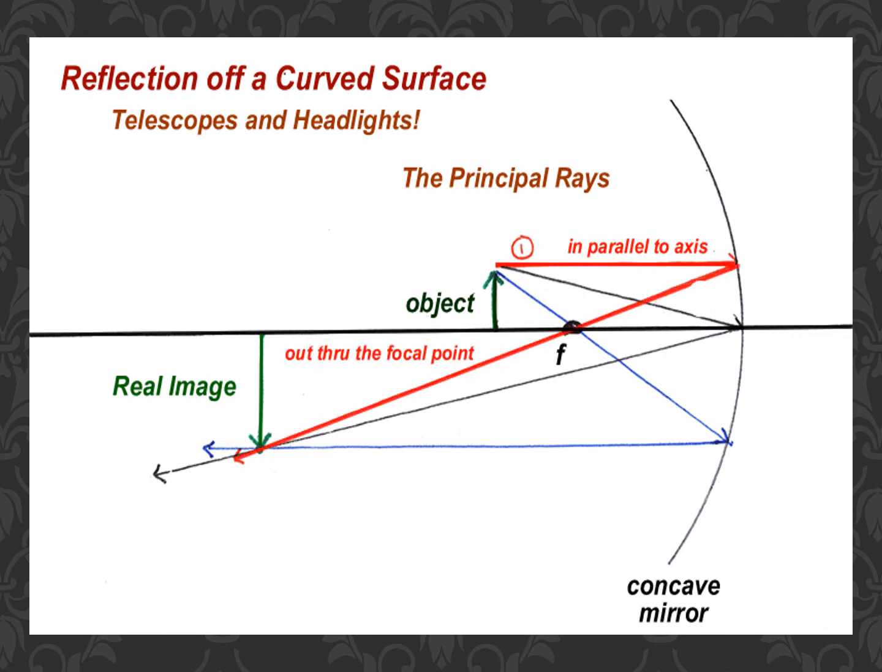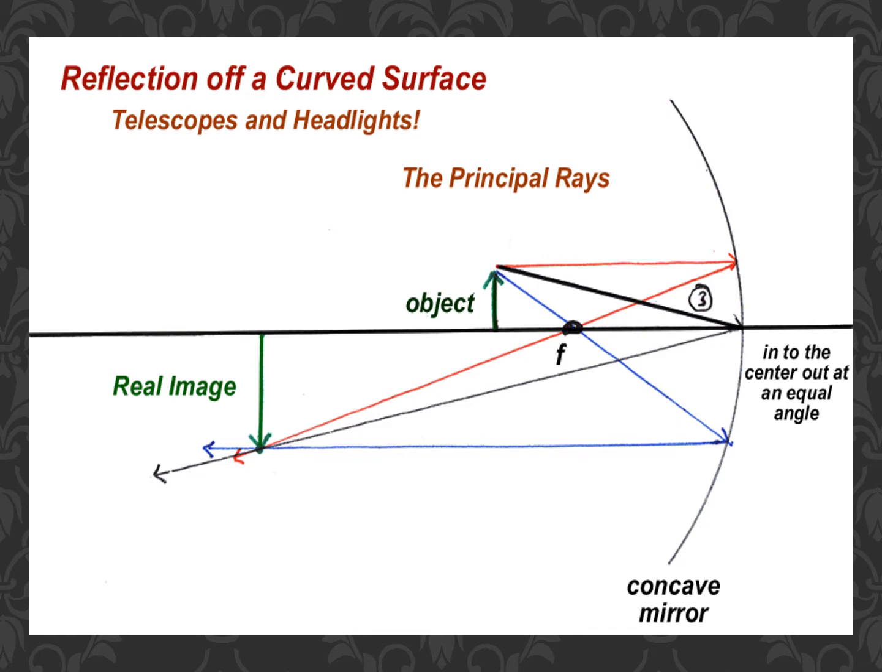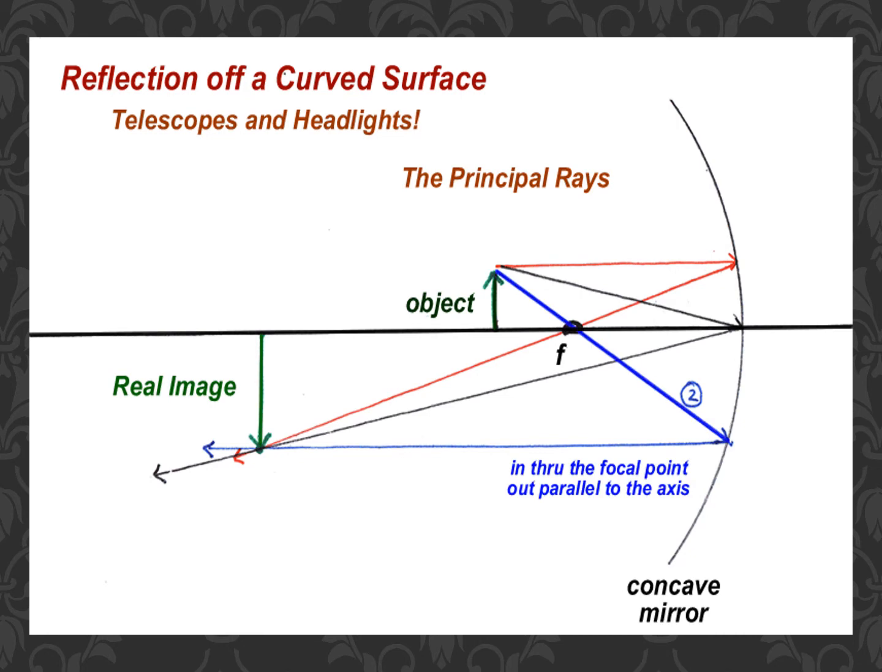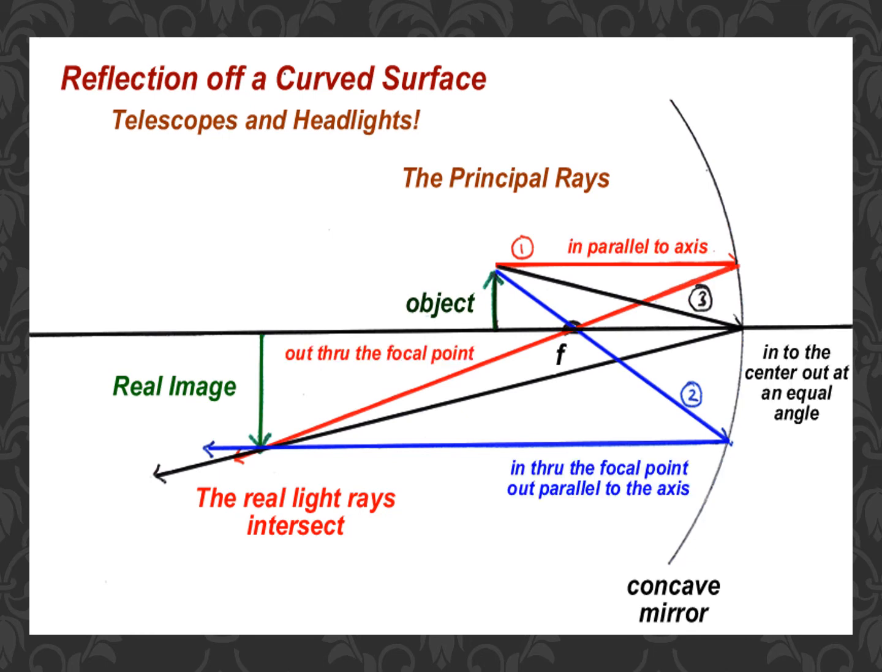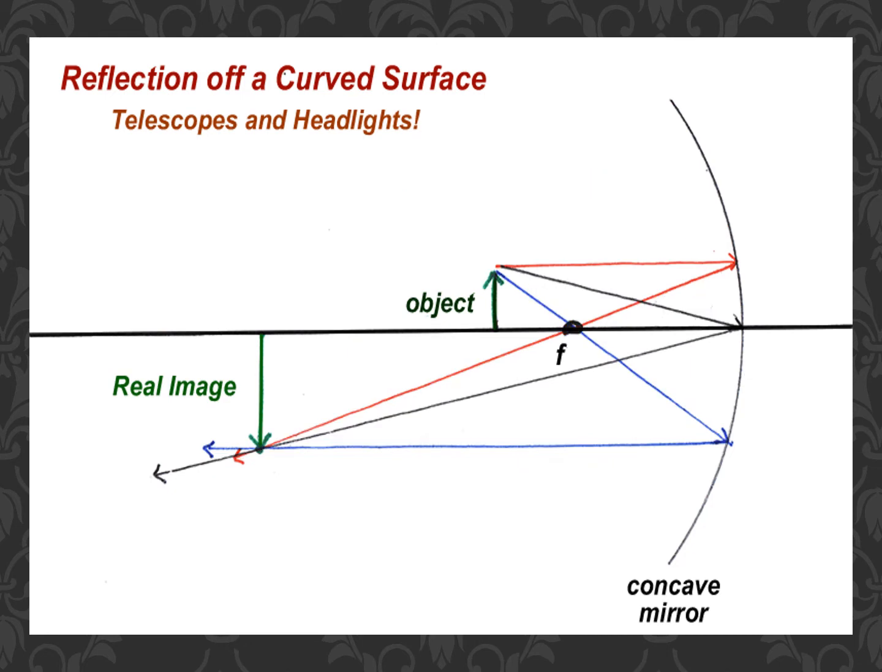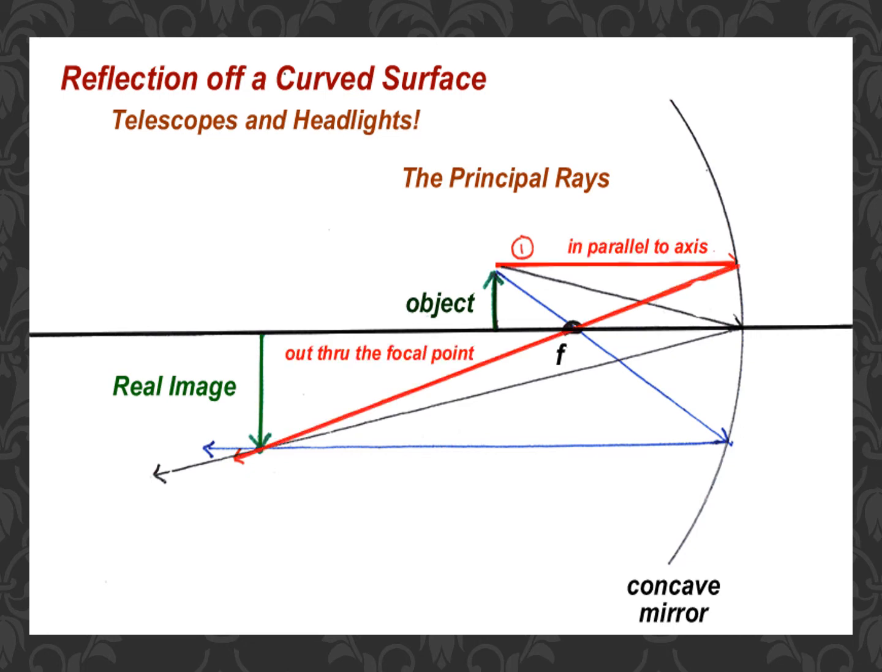As you can see, there are again three lines of three different colors. One is the red line, second is the blue line, and third is the black line. When the red line emerges from the head of the object, it will strike the mirror at a point and reflect back by passing through the focus point. Whereas the second line, the blue one, emerges from the head of the object, passes through the focus point and strikes the mirror, and after reflection it will move parallel to the principal axis.